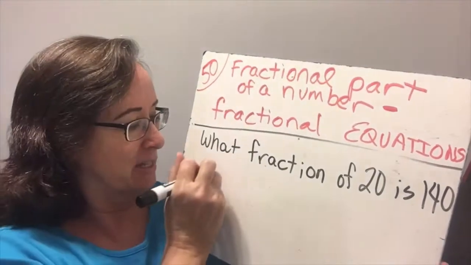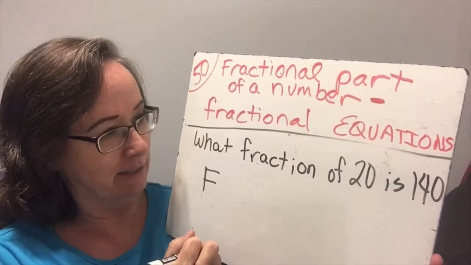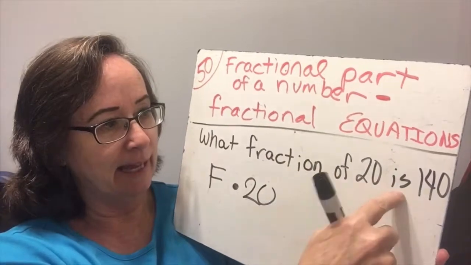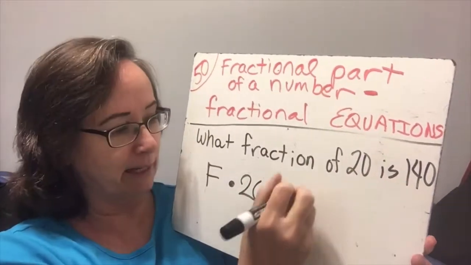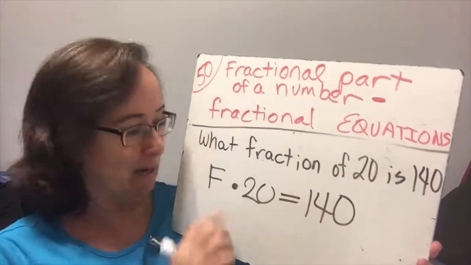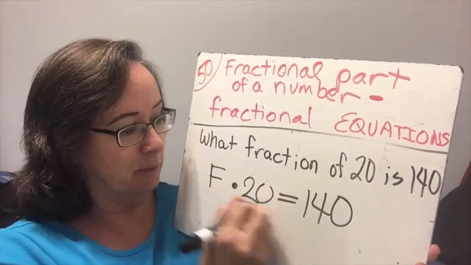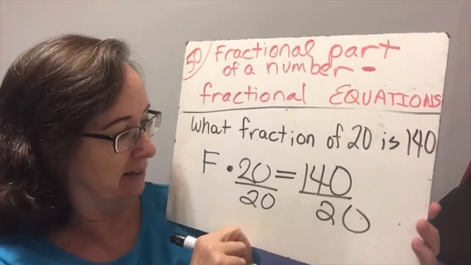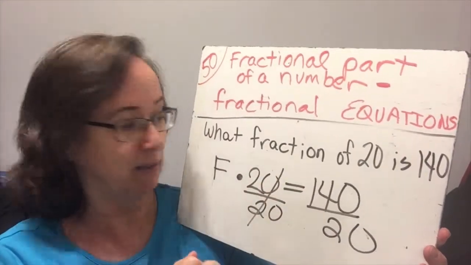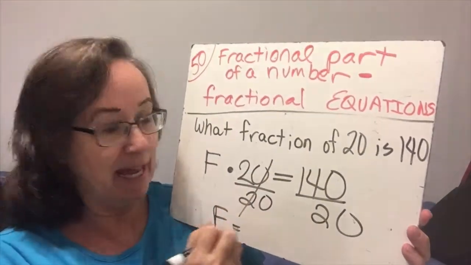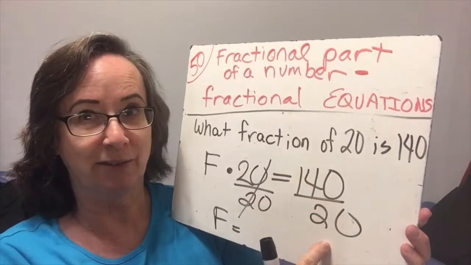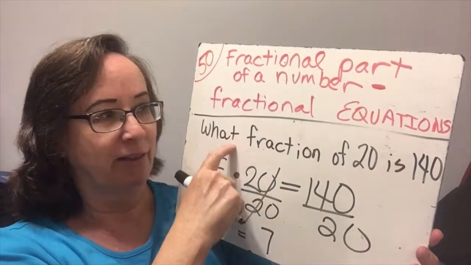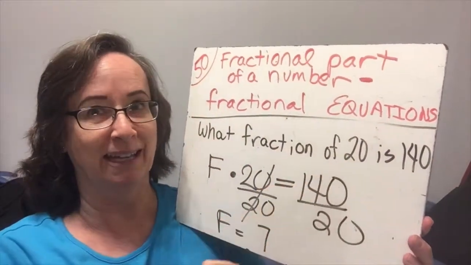This one's interesting. So we're going to put F for what fraction, and then times for the of, and then 20 is going to be our equal 140. Okay, now we're trying to get the fraction by itself. So we're going to divide by 20 and divide by 20. Whatever we do to one side, we must do to the other. So now the 20 over 20 goes away, and we get fraction is 140 divided by 20 is 7. Okay, so the fraction 7 times 20 is 140.